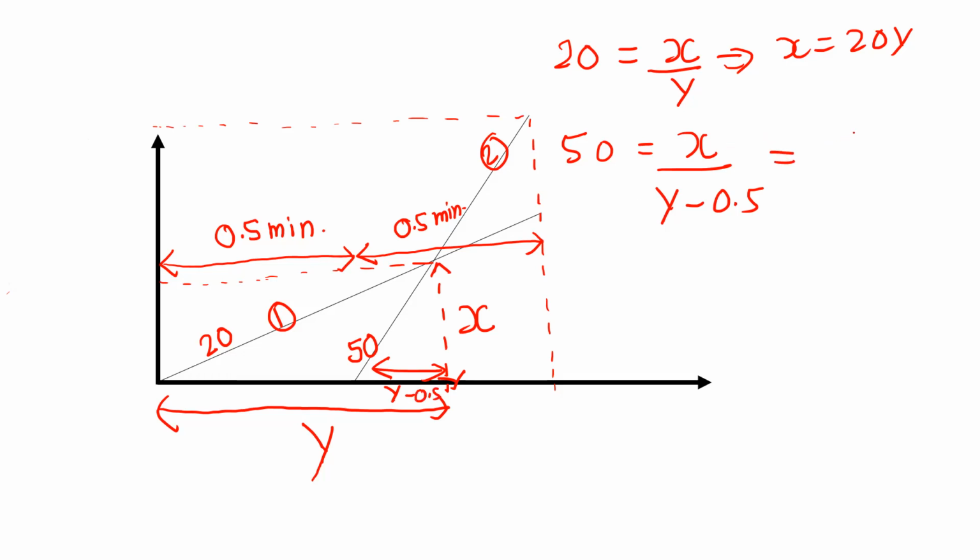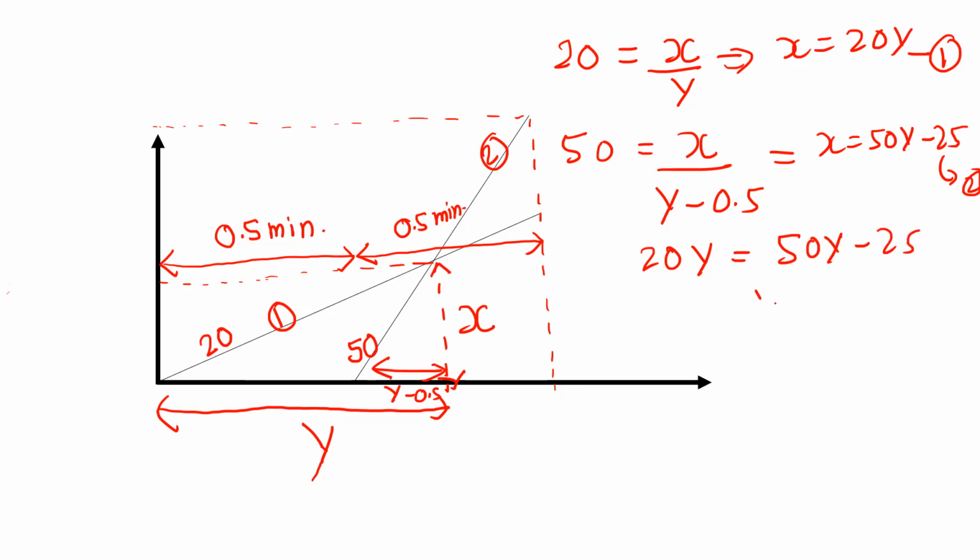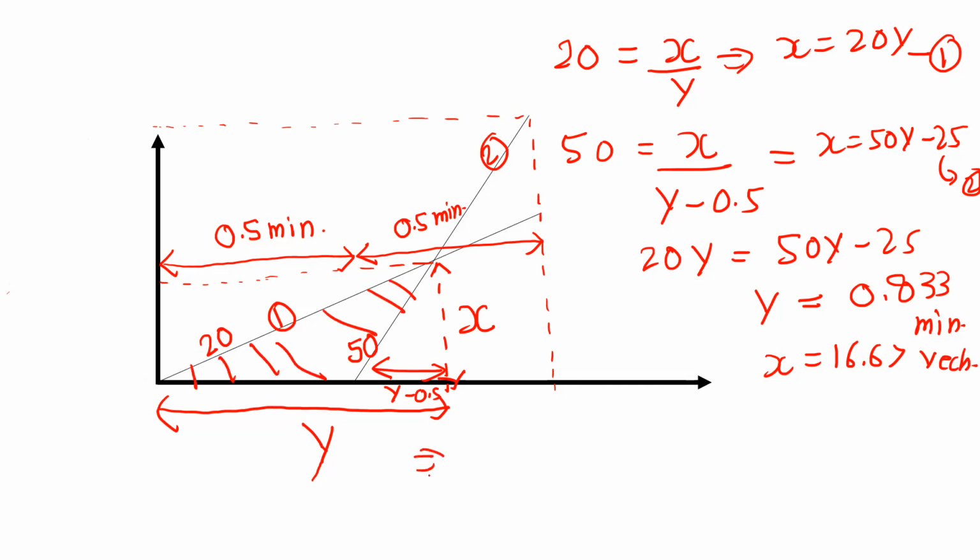So if we do this, then x would become 50y minus 25. Let this be equation 1, this be equation 2. Comparing equation 1 and 2, 20y is equal to 50y minus 25, we get y equals 0.833 minutes, which would give the value of x as 16.67 vehicles.